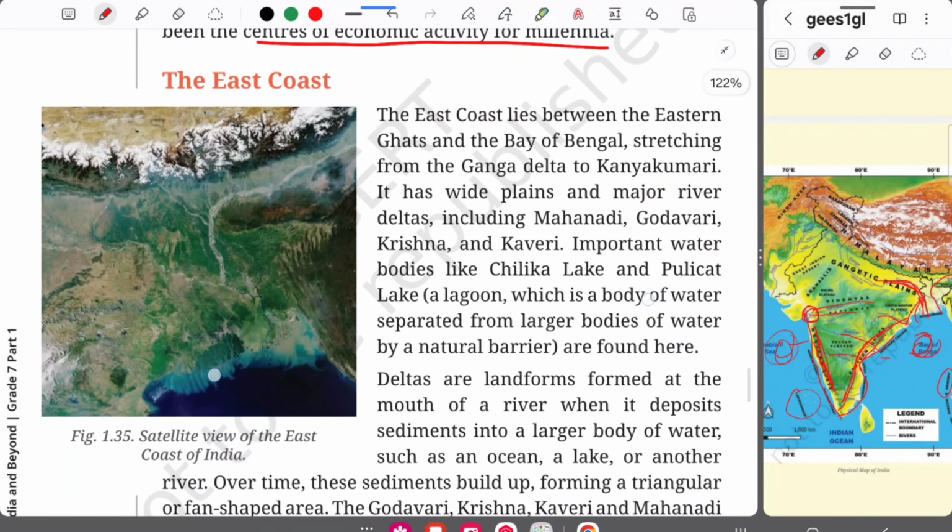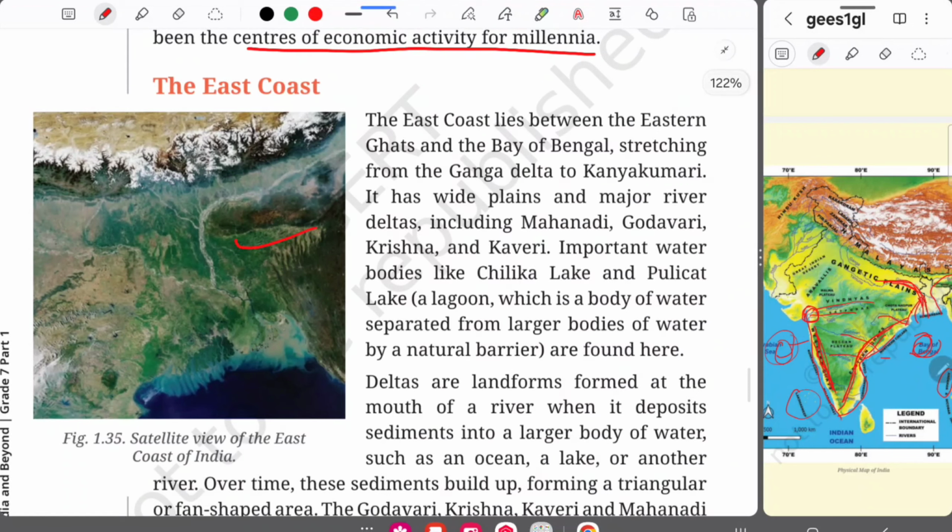Now let us see the east coast. Here you can see a satellite view of the east coast of India. The east coast lies between the Eastern Ghats and the Bay of Bengal. Here, between the Eastern Ghats, the mountain range, and this Bay of Bengal, this area stretches from the Ganga Delta to Kanyakumari.